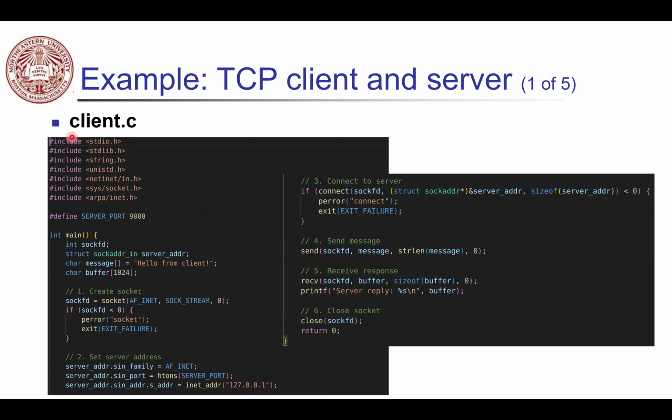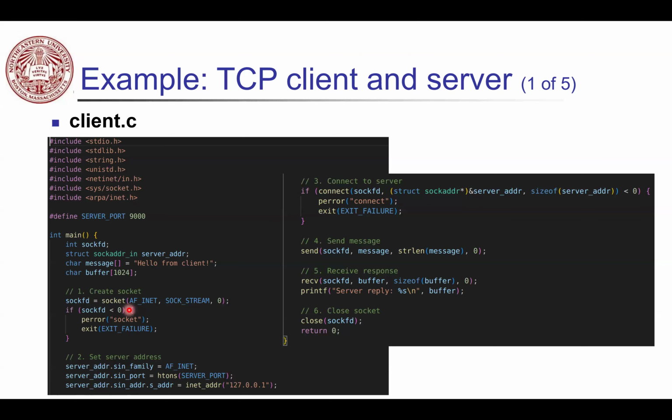First, there is a client.c file. We first define a port 9000 as a server port, and we define a message, "hello from the client", to see the details of the data sent from the client to the server.